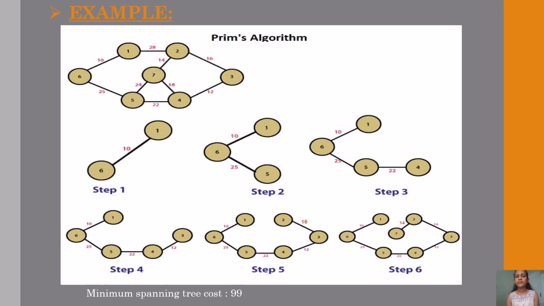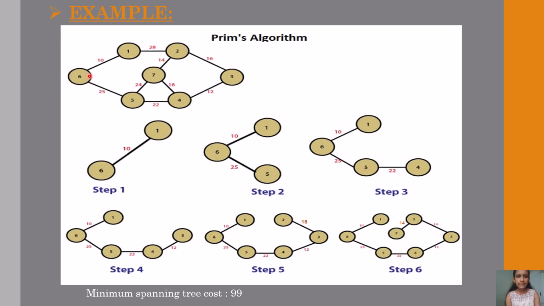Here is one of the examples where we are finding the minimum spanning tree and the minimum cost using Prim's algorithm. Here they have given a graph which is connected, undirected and weighted. The weights are mentioned above the edges. Here 10 is the weight or the cost of the edge between vertex 6 and vertex 1. In step 1, they initially selected the node 6, or vertex 6.